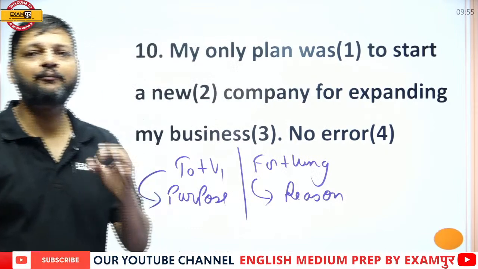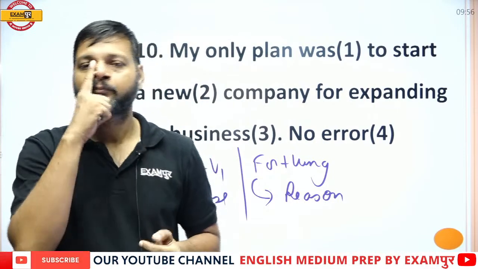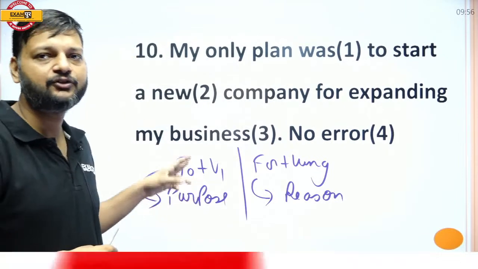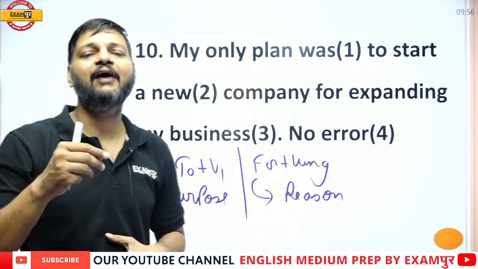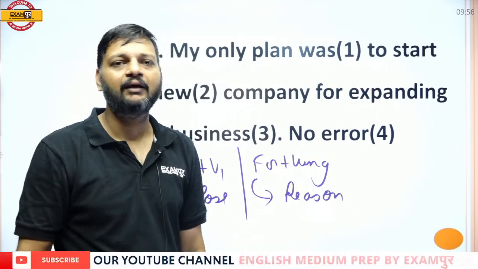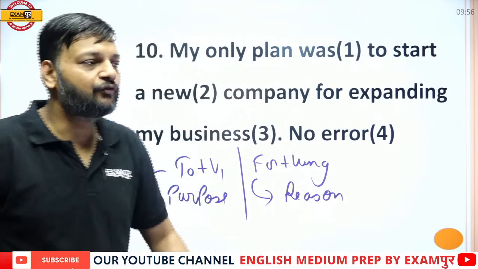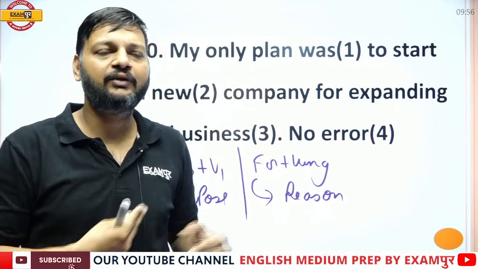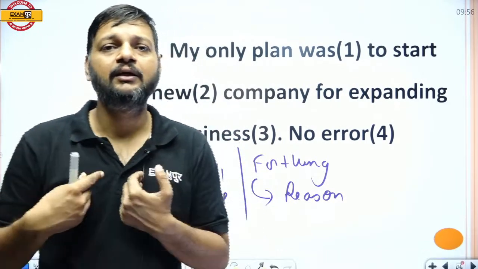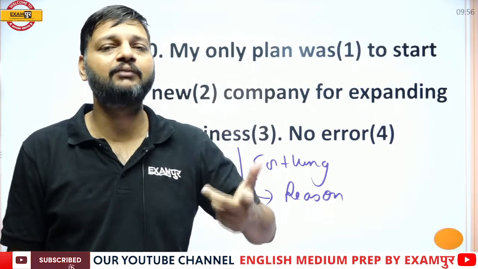So, if you have a purpose of doing something, listen to me carefully. If you have a purpose of doing something, you have to use full infinitive, that is to plus first form, right? And if you have a reason of doing something, you have to use for plus ing. Like my father called me to tell me the truth. So why is my father calling me? Because he wants to tell me the truth. So he has a purpose. So here to plus V1. My father called me to tell me the truth.